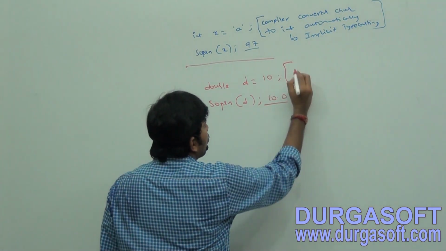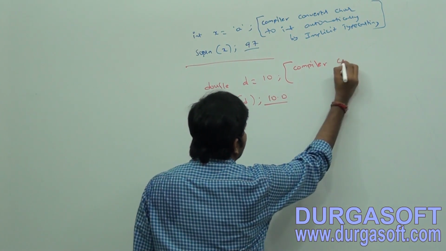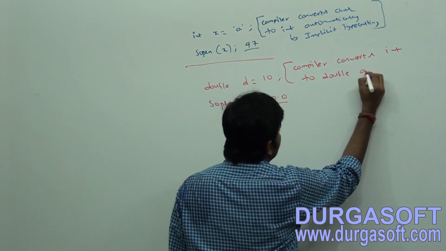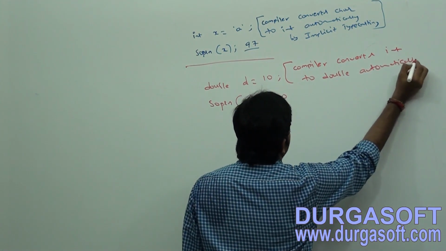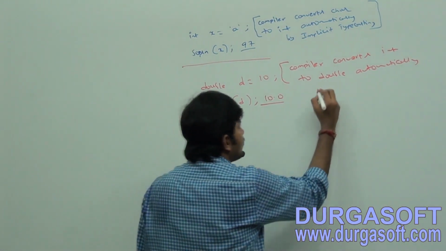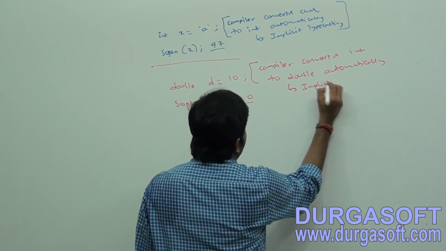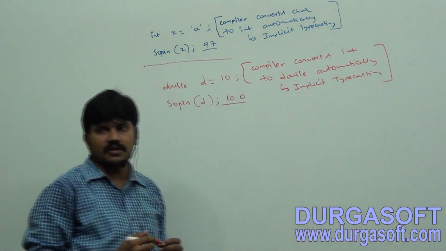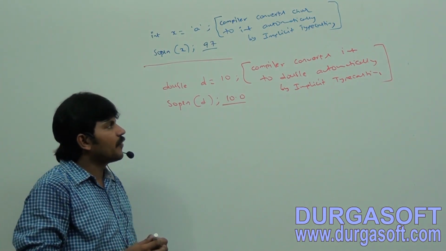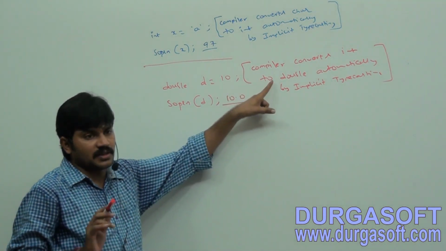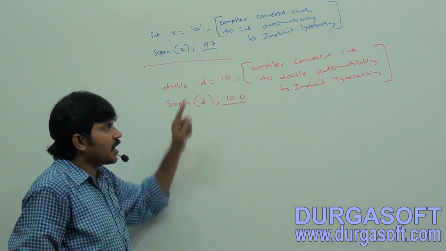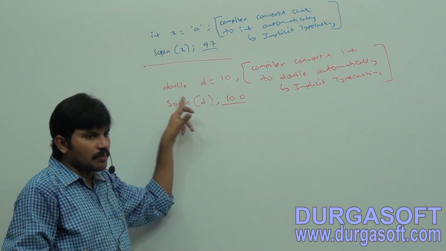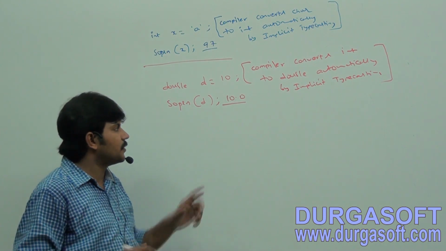So the compiler converts into double automatically, by implicit typecasting. Are you able to understand? So who is responsible to perform implicit typecasting? The compiler is responsible. When will implicit typecasting be performed? Have you observed, sir, char to int or int to double?